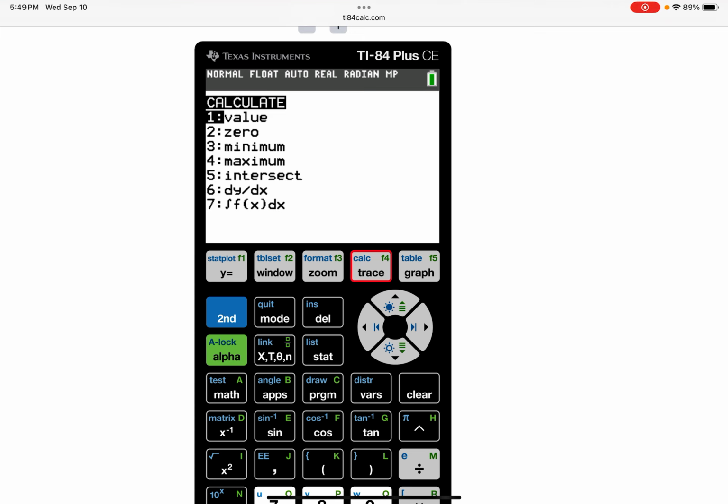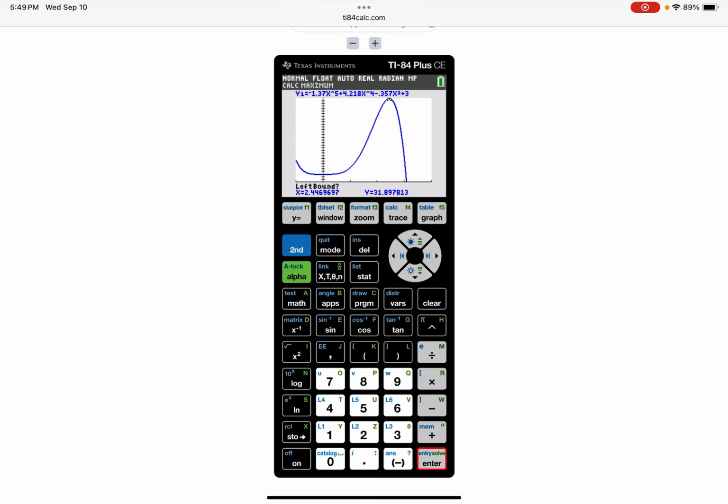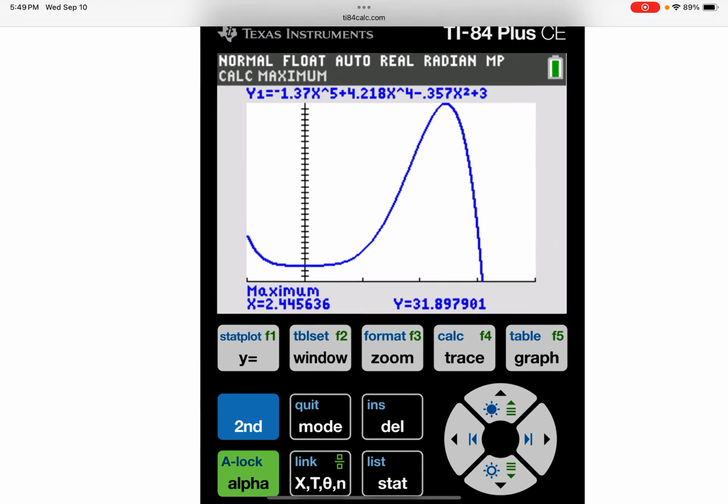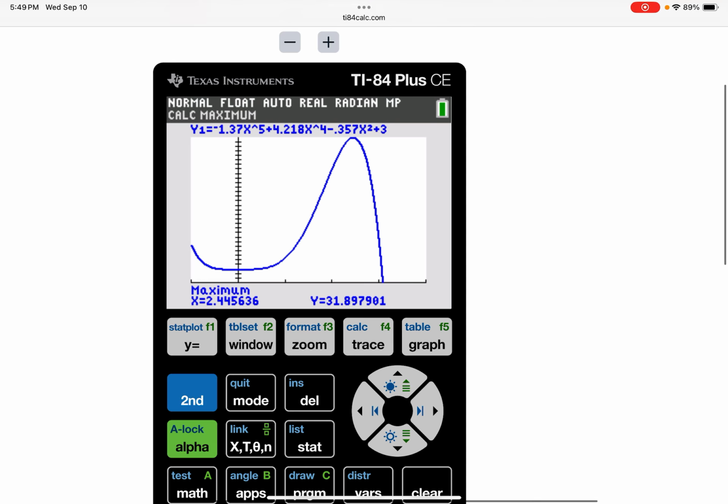So we'll do second trace. We're going to go to maximum. And I know it's between 2 and 3, so you can use the left and right if you want to, like we did before, but I'm going to hit 2 and then 3. And then guess if you want, and there we have it. So we have the maximum occurring after 2.445 hours, but, oh, that's what it's asking for. It's not asking for how many cars are in there at the maximum, it's asking when does it happen. Okay, so we need that x value there.